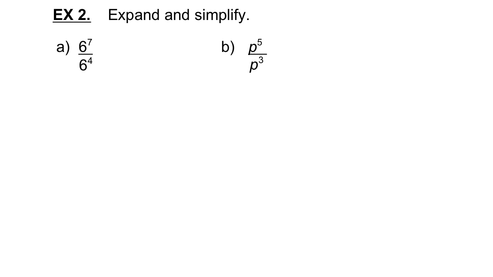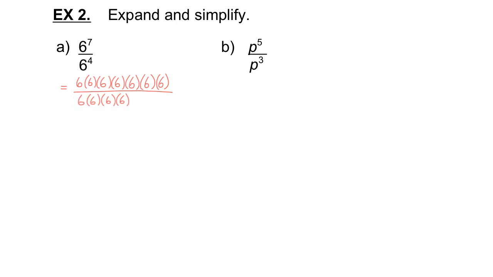Now let's look at dividing powers with the same base. We'll start by doing the same thing. We're going to expand and simplify these expressions. Well, 6 to the exponent 7 is just 6 multiplied by itself 7 times. 6 to the exponent 4 is just 6 times itself 4 times.